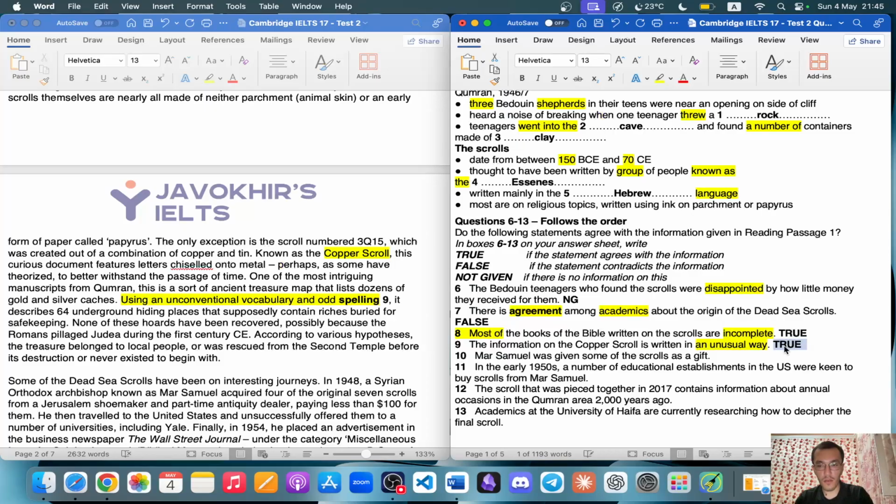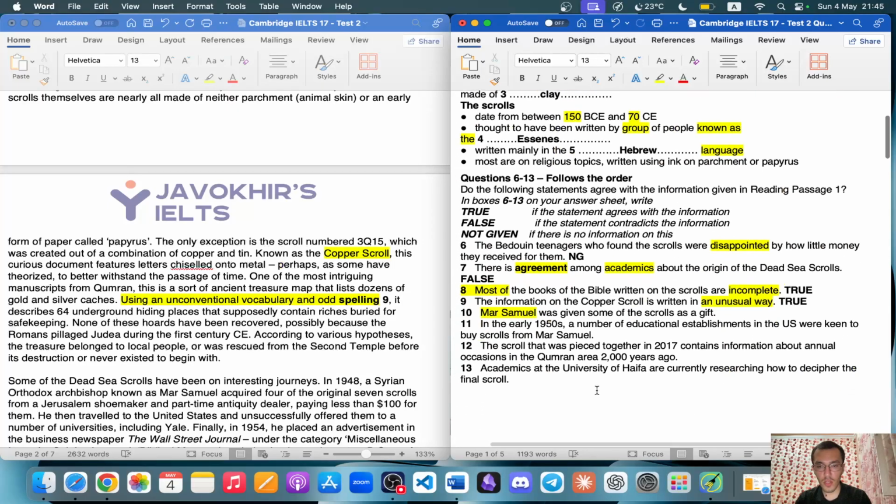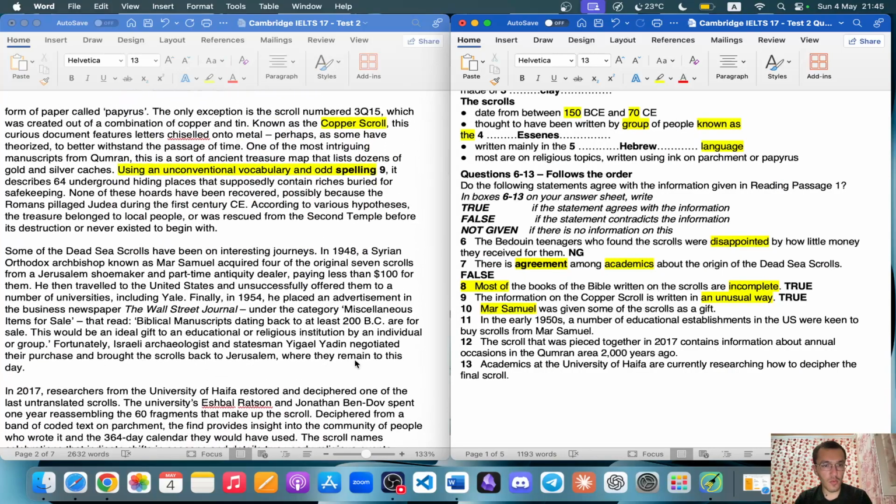All right, there we go. Mar Samuel was given some of the scrolls as a gift. In the early 1950s, a number of educational establishments in the U.S. were keen to buy the scrolls from Mar Samuel. So we're going to continue doing that.